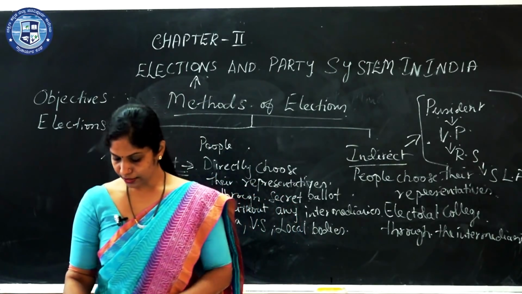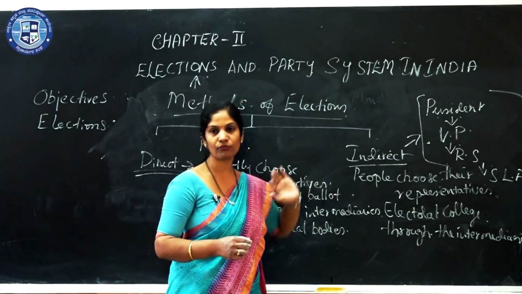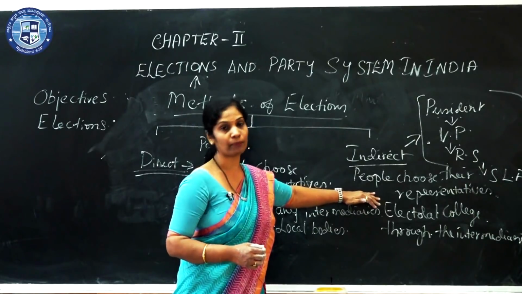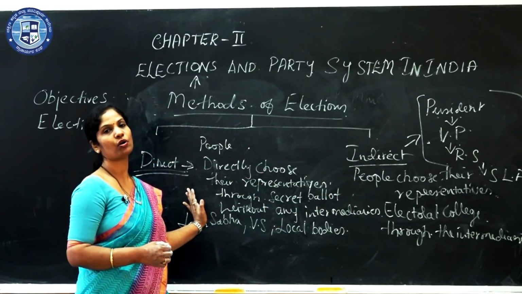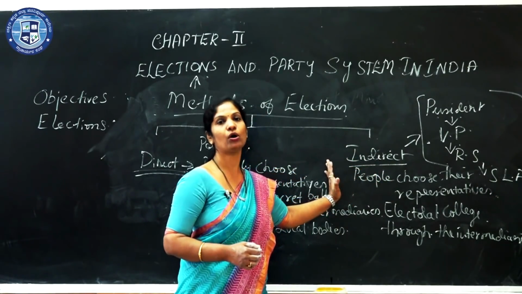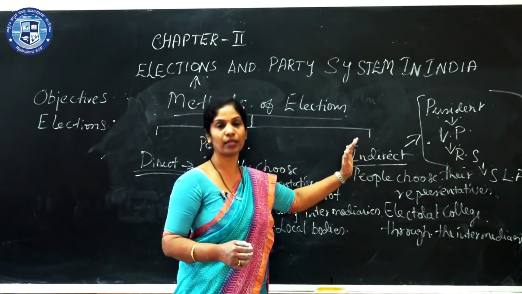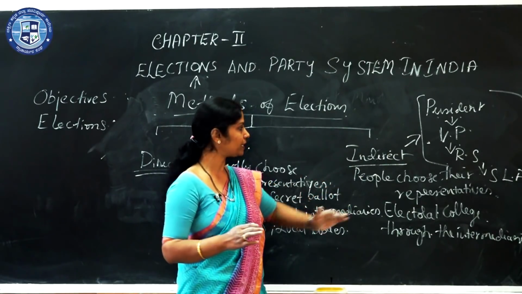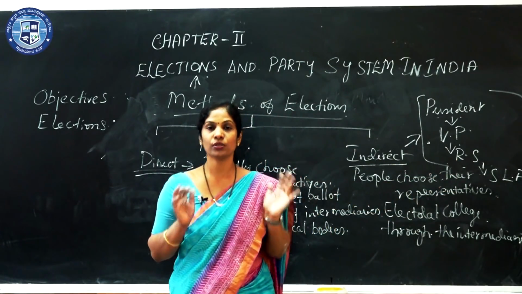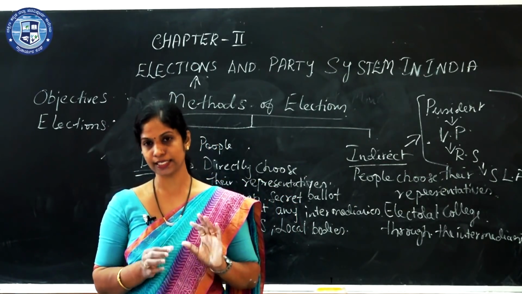Okay, so now let us see what are the features, merits and demerits of the indirect method of election. Of course, this is not the more democratic method; it is less democratic. Why is it less democratic? Because here people are not directly participating in the affairs of the election. The people are participating, but they are participating through their representatives, the intermediaries or the electoral college. So that is why we consider it as less democratic. It is not a more democratic system.